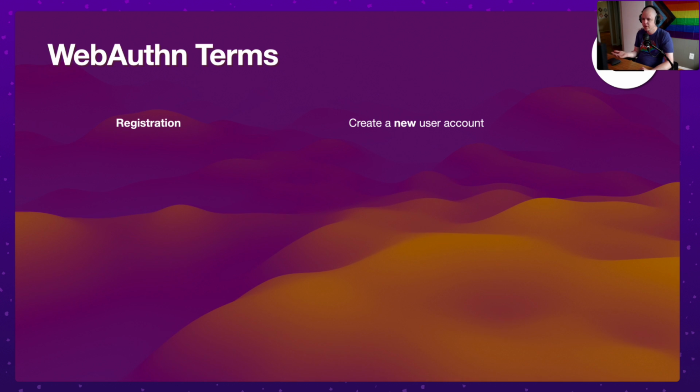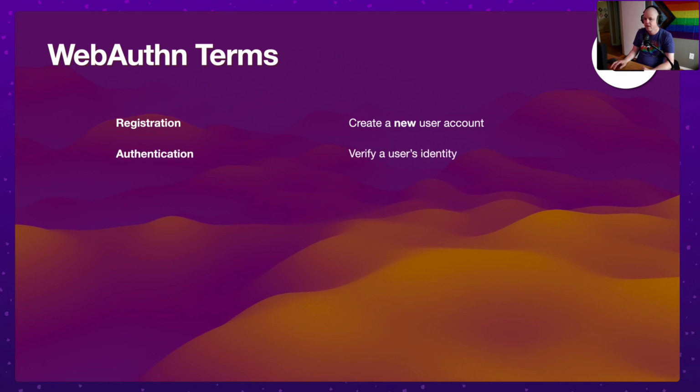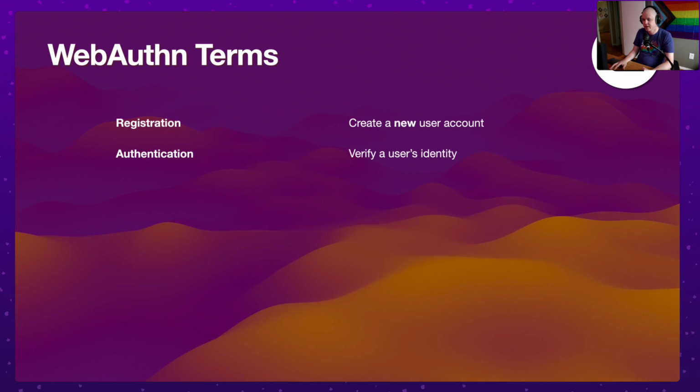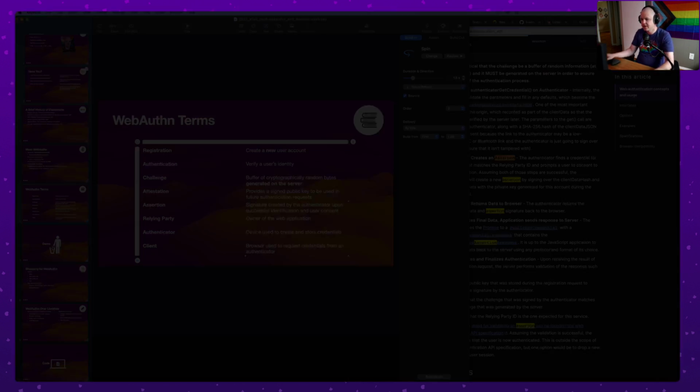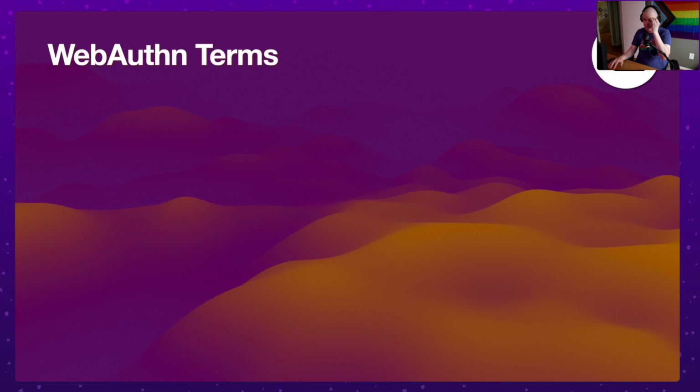So the first term will be registration, which is about creating a new user account. Authentication is about verifying a user's identity. I think that should be an existing user's identity, just to be explicit.